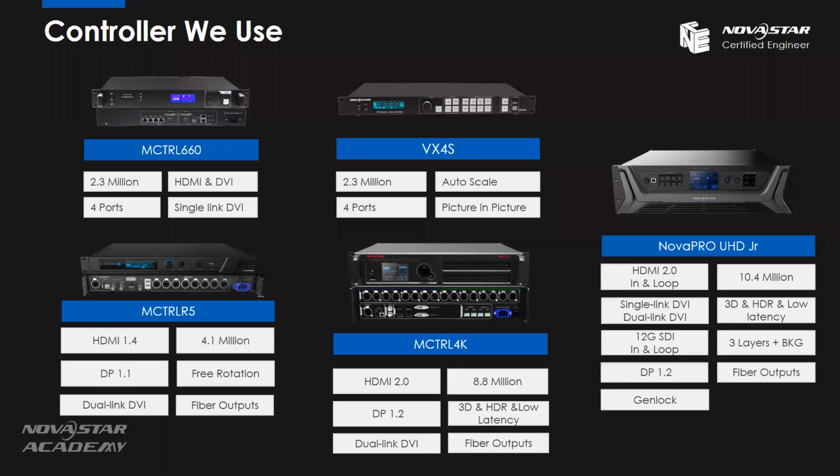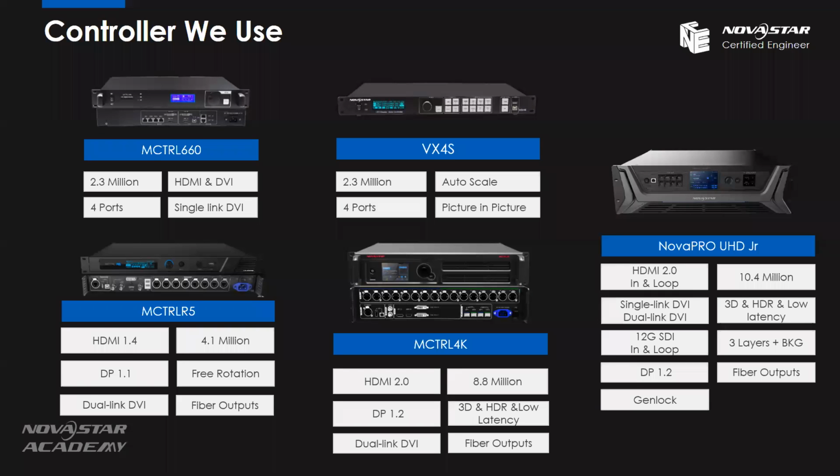And if you talk about the loading capacities, the M-Control 4K and Nova Pro UHD Junior both have 16 output ports, but the Nova Pro UHD Junior can support 10.4 million pixels. The reason is, the M-Control 4K is just a sending card, with no image processing functions, no scaling. So it's limited by the video source input.